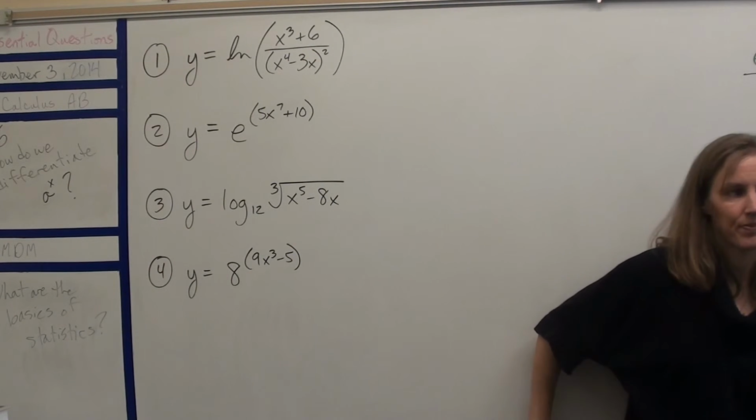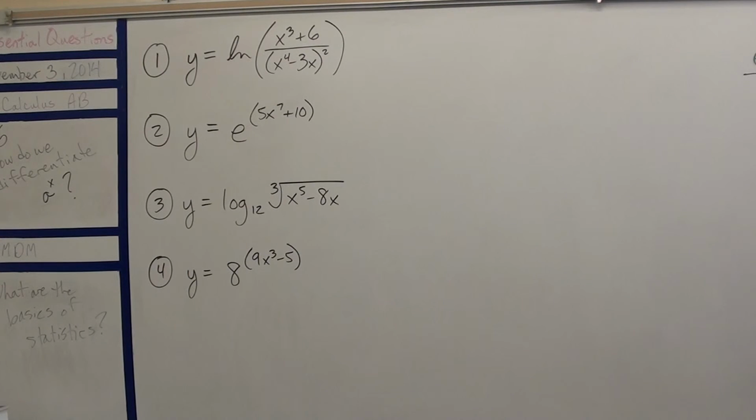Are there 4 formulas? There is one of each type. Tomorrow's quiz, there's a natural log, there's an e to the x, there's a log base a of x, and there's an a to the x in some order. Those are your 4 problems.